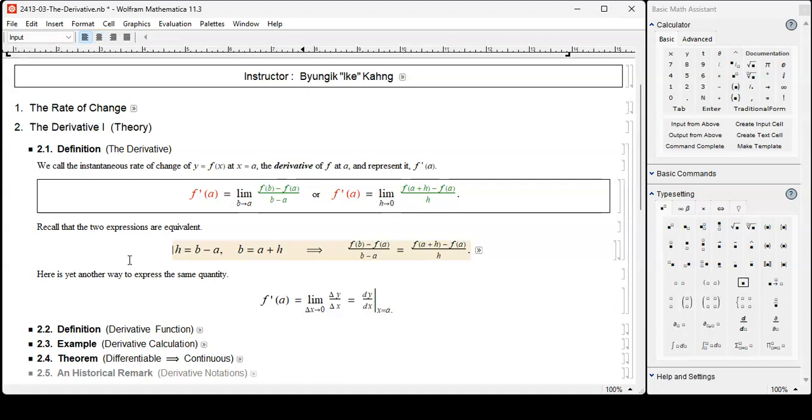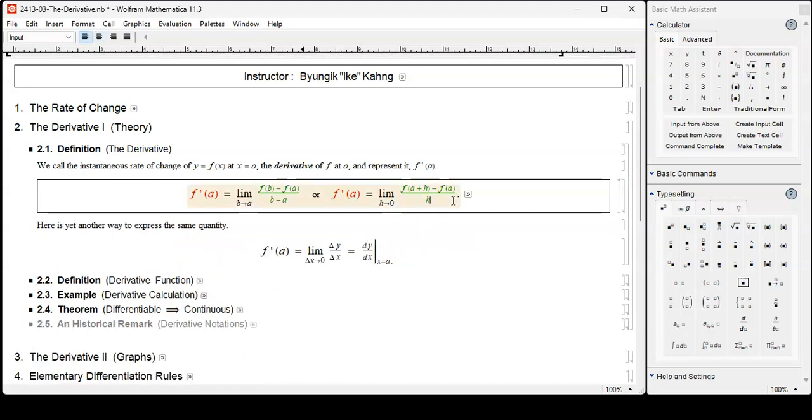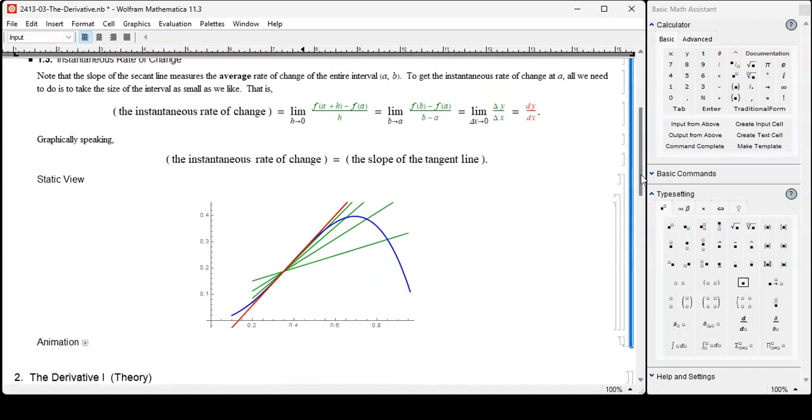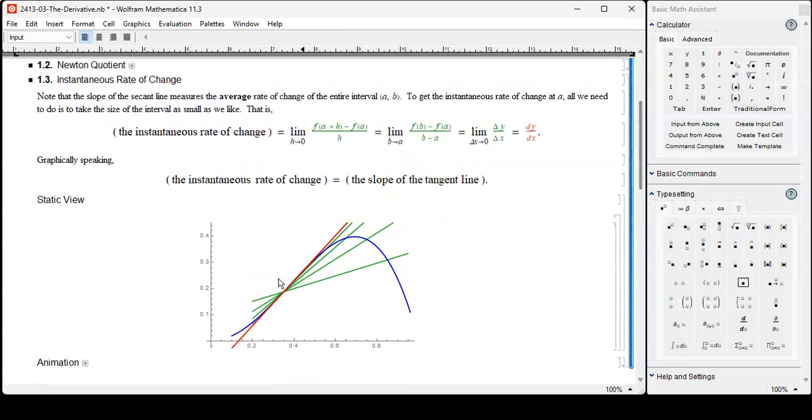Let h be b minus a, then b is a plus h, and then replace b here by a plus h, and b minus a down here by h. Then you're going to get this Newton quotient, so they're the same thing. So the first expression and second expression are identical, and that's how you define the derivative using the limit. And the visualization is, as you saw before, the slope of the tangent line, or the instantaneous rate of change. That's the derivative at a value right here.